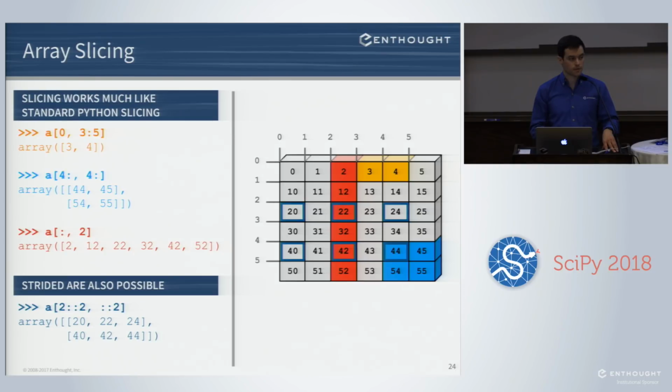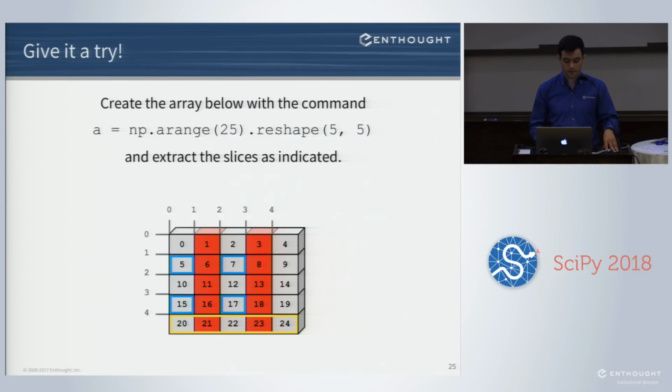Any questions before we do a short exercise? Okay. So on the next page, 25, I'm going to leave that up. There's a little bit of code at the top to create this array. The idea is that we create an array of 25 integers, and then we reshape it to be square, to have 5 rows and 5 columns. And then I'd ask you to select the 2 columns in red, the last row in yellow, and then this light blue checkered pattern. So I'm going to give you about 5 minutes for this.